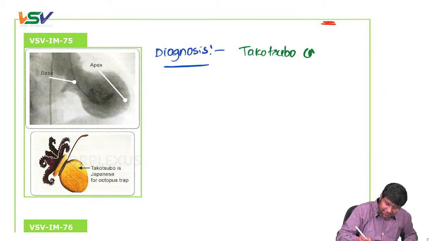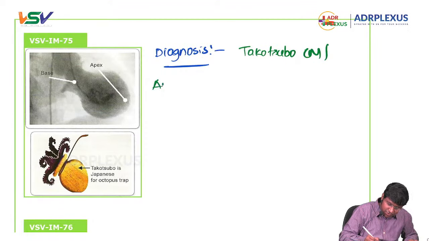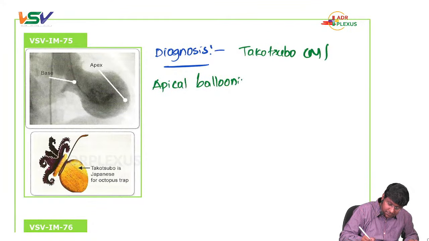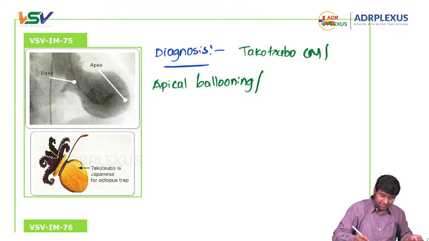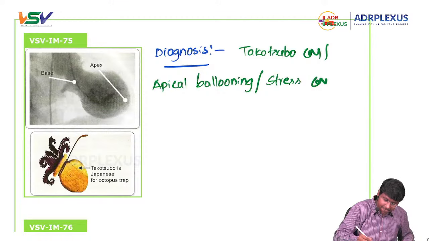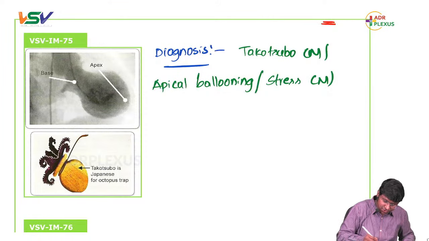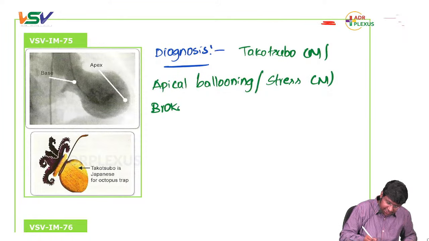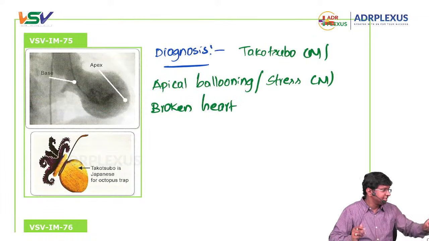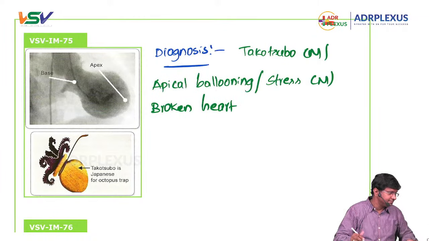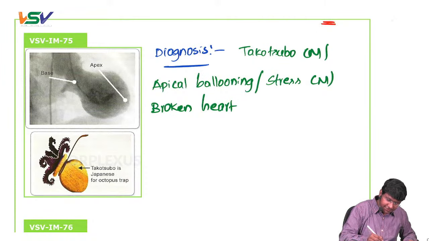Another name for Takotsubo cardiomyopathy is apical ballooning syndrome. Also called apical ballooning syndrome. Or another name for this is stress cardiomyopathy. Yeah, it is also called broken heart syndrome. What is the name of the criteria for these patients?